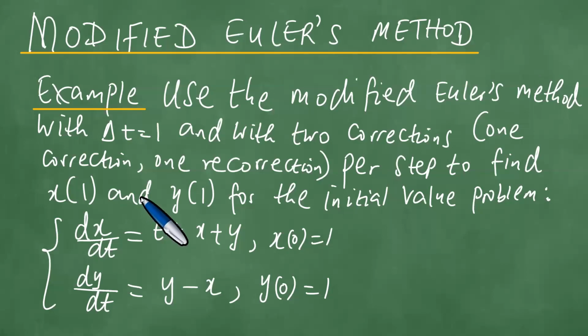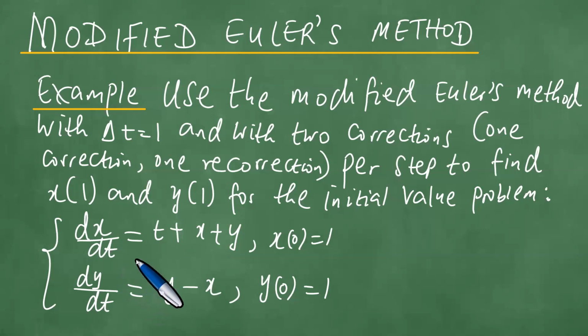Right, we're recording, and we're beginning our discussion on the modified Euler's method, but most importantly, we begin with an example after we had a couple of examples in the past couple of days. Use the modified Euler's method with delta t equals 1 and with 2 corrections, 1 correction, 1 recorrection per step to find x of 1 and y of 1 for the initial value problem.